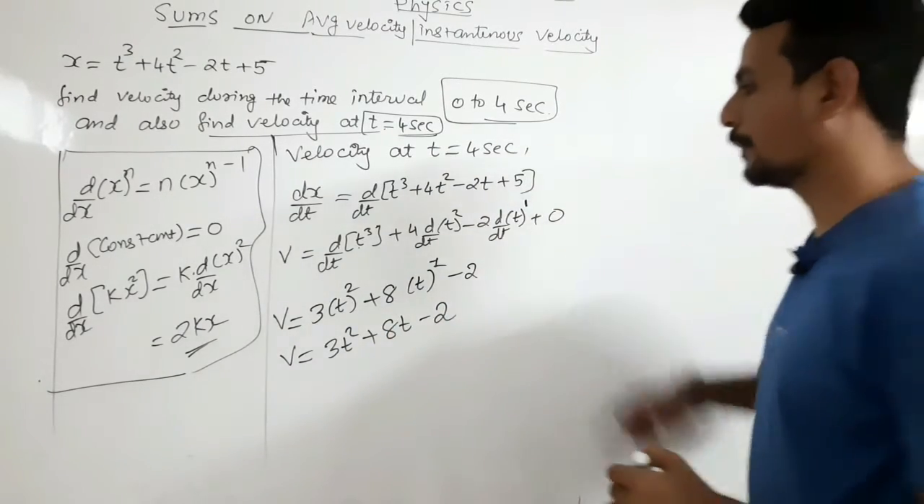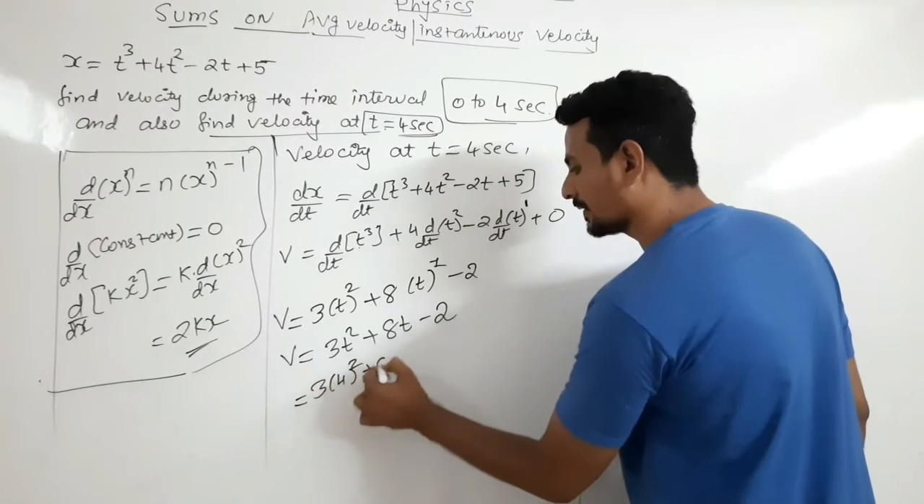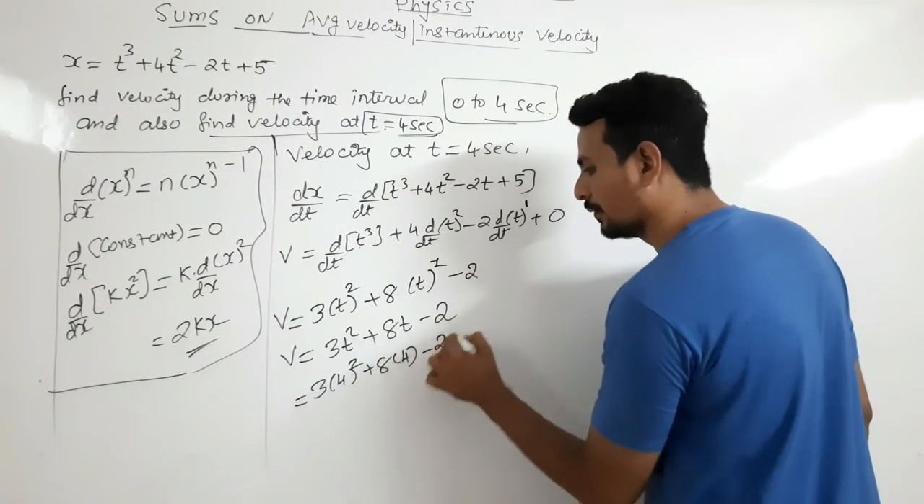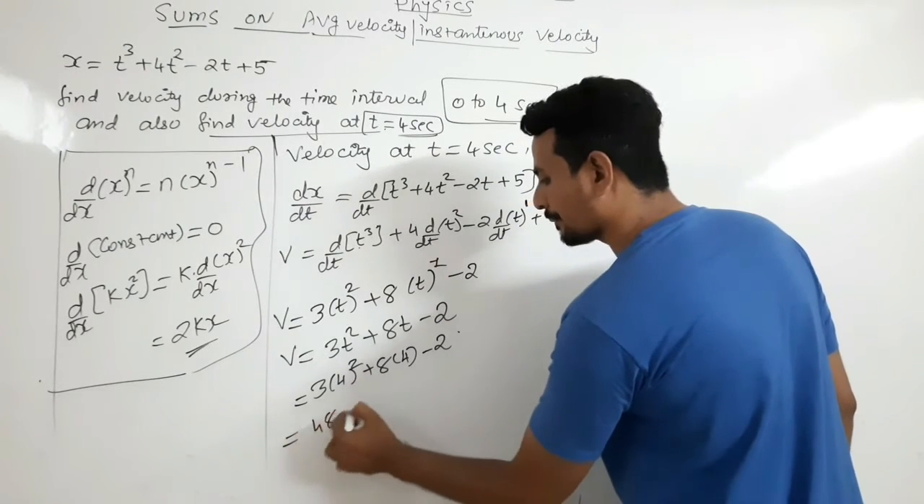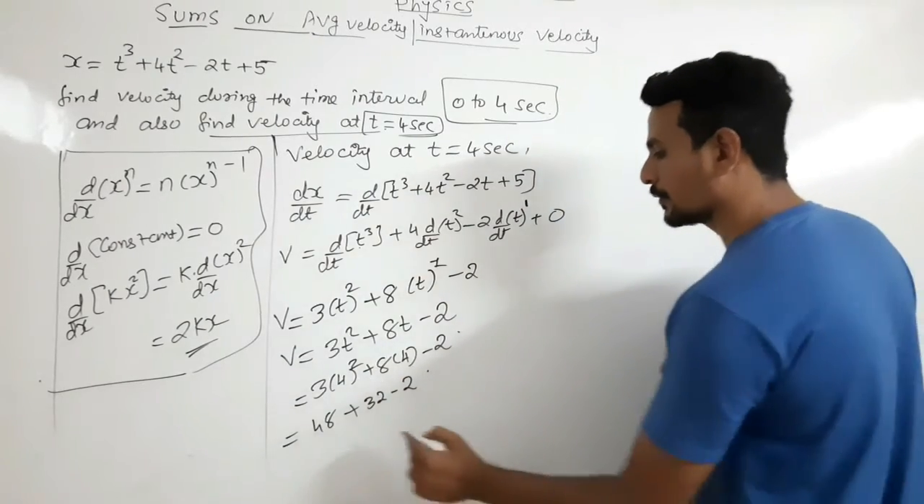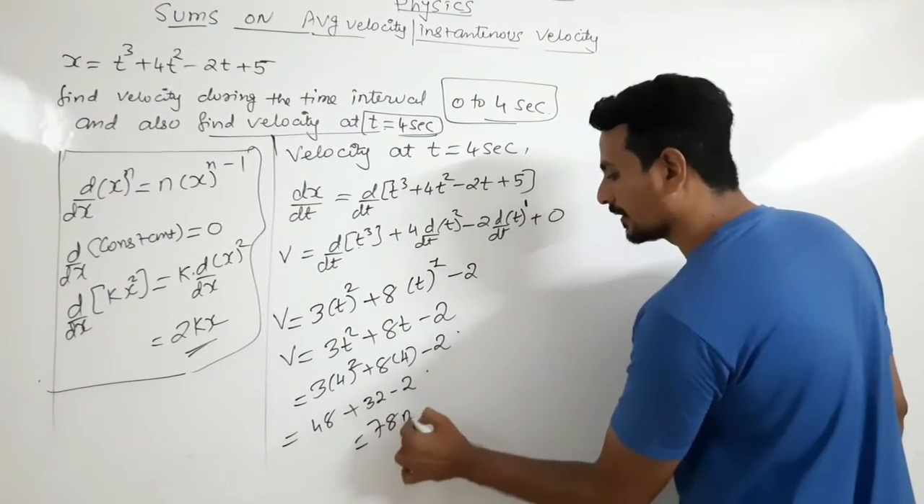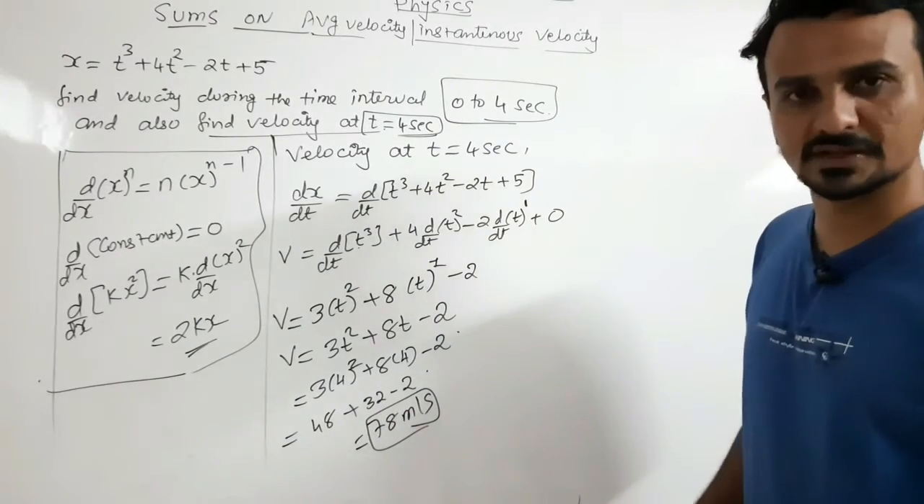Substitute t equals 4. So it is 3 into 4 square plus 8 into 4 minus 2. Right? So it is 3 times 16, 48, plus 32 minus 2. So this comes out to be 78. So this is the instantaneous velocity at t equals 4 seconds.